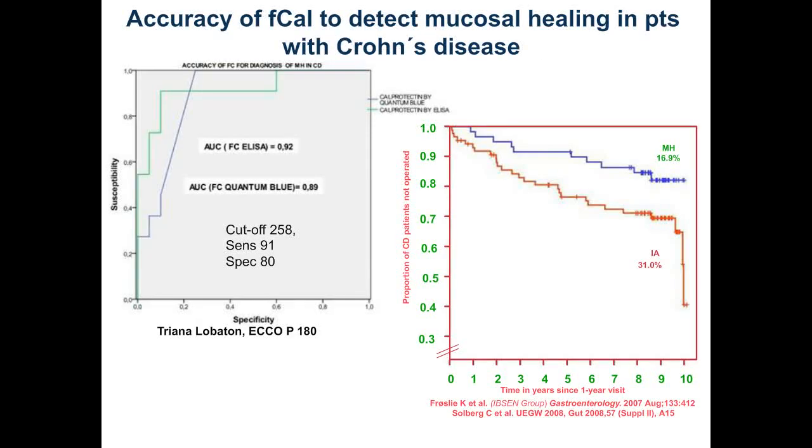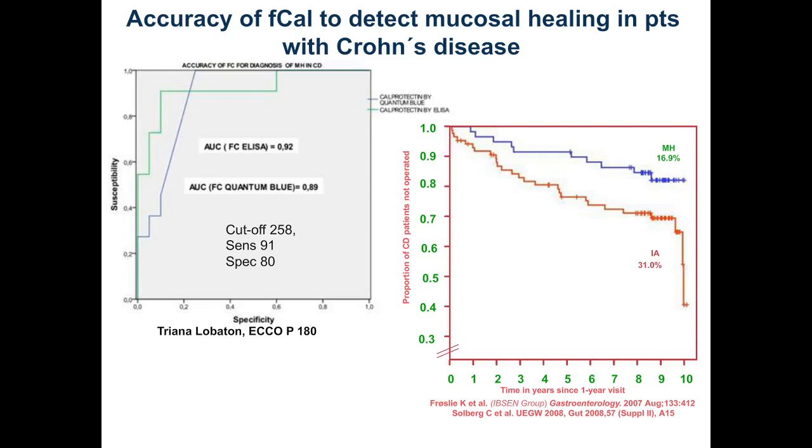So what about the accuracy of the calprotectin kit to detect mucosal healing in patients with Crohn's disease? This is a very, very nice study out of Barcelona, presented some years ago. If you see this green ROC curve, the area under the curve to detect mucosal healing with a cutoff at 258. You have to remember 258. It will be on the quiz later today.